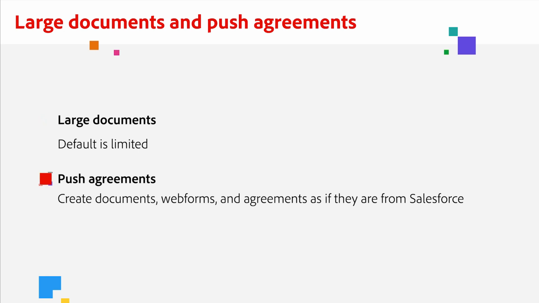Push agreements will allow you to send documents, create a web form, and have agreements pushed just as if they were created in Salesforce using Acrobat Sign's API or via the EchoSign.adobe.com web application.